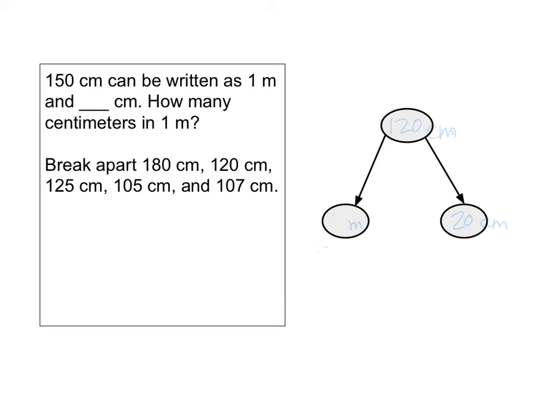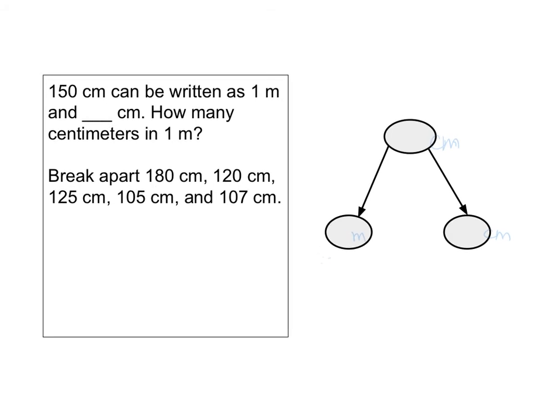All right, how about that next one there? Let's look at 125. It shouldn't be too different, right? It's pretty similar. 125 centimeters can be broken apart into 100 of those can be 1 meter, and you're left with 25 centimeters. This should be getting really easy for you now at this point, right? All right, let's look at 105 centimeters.